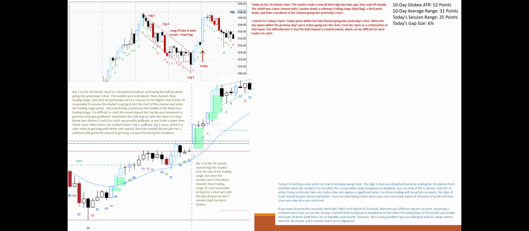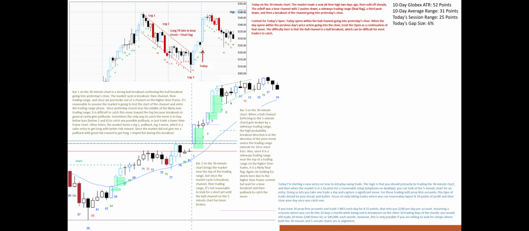Bar 2 on the 30-minute chart brings the market near the top of the trading range, but since the market cycle is breakout, channel, then trading range, it's not reasonable to look for a short yet until the bull channel on the 5-minute chart has been broken.